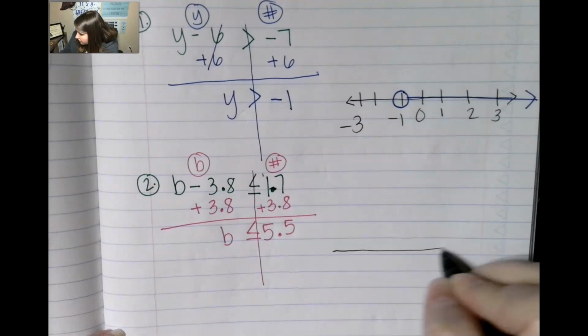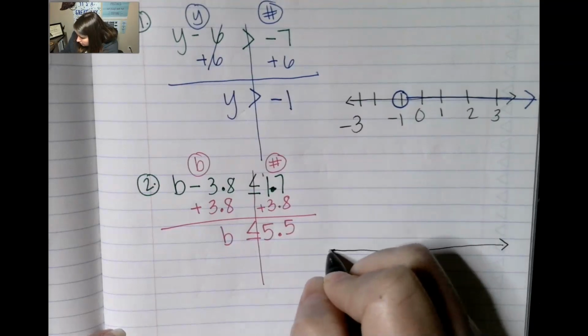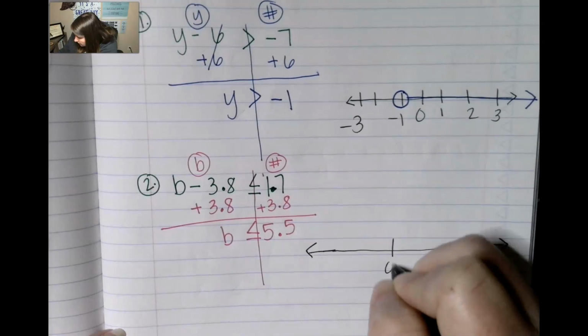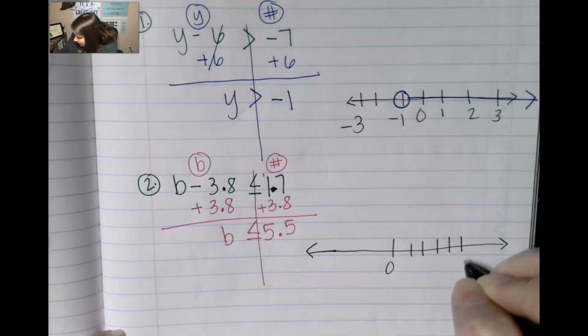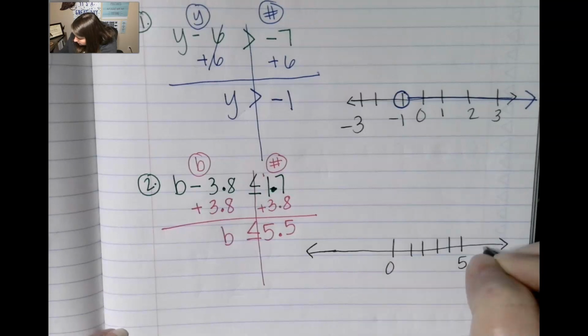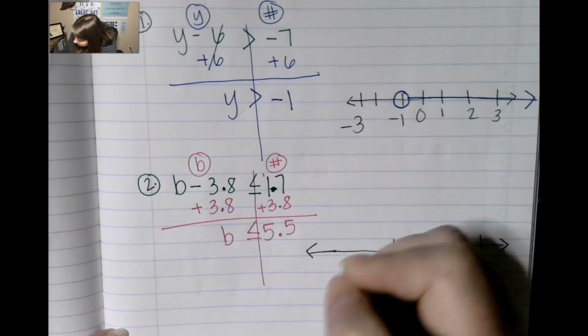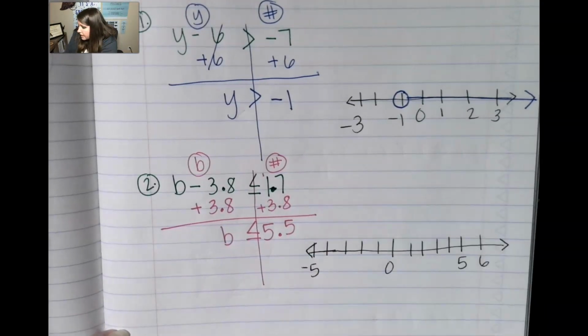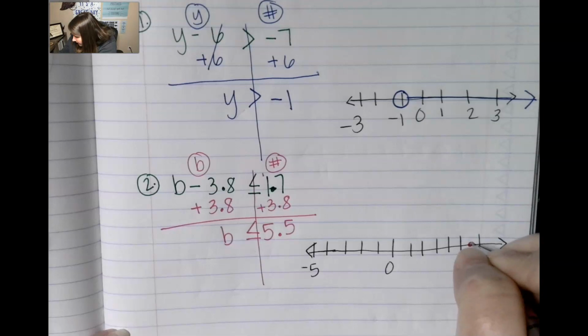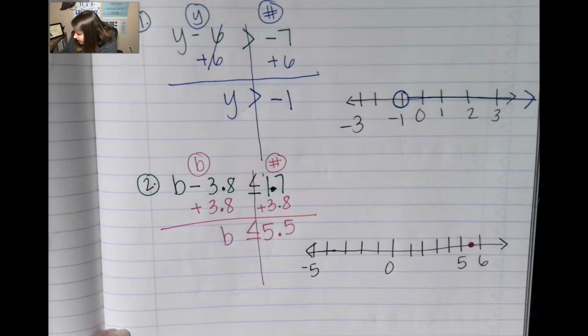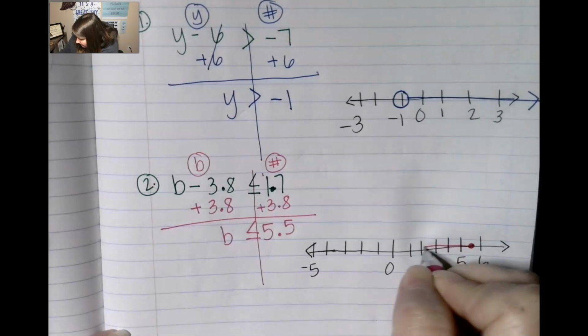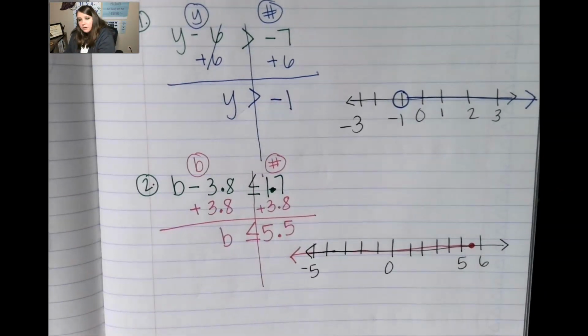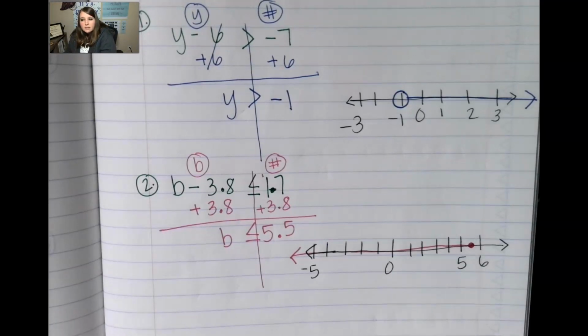So again, to graph this, we're just going to draw our number lines. We're going to have our 0, 1, 2, 3, 4, 5, and 6. All right, so we want a closed dot at 5.5, which is right in between 5 and 6, and then it includes everything that is less than, so our arrow to the left for less than. Everything less than 5.5.